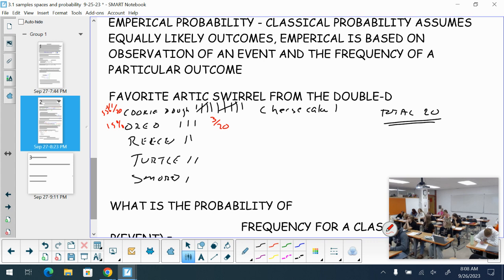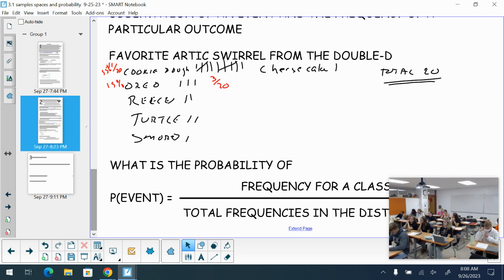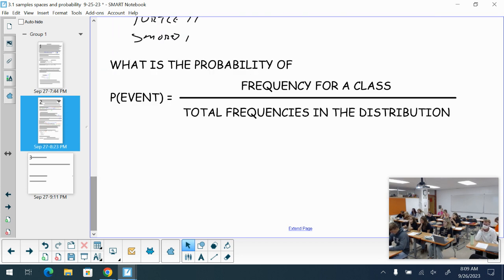But I still go with the same mindset. When we're doing probabilities, I always think favorable outcomes over total number of outcomes. What is favorable for whatever the event is, over total number of outcomes? For empirical probability, it's the frequency in the class over total frequencies of the distribution. How many do you have? We had 11 out of 20. We had 3 out of 20. We had 2 out of 20. Frequency of the class over total frequencies in the distribution.